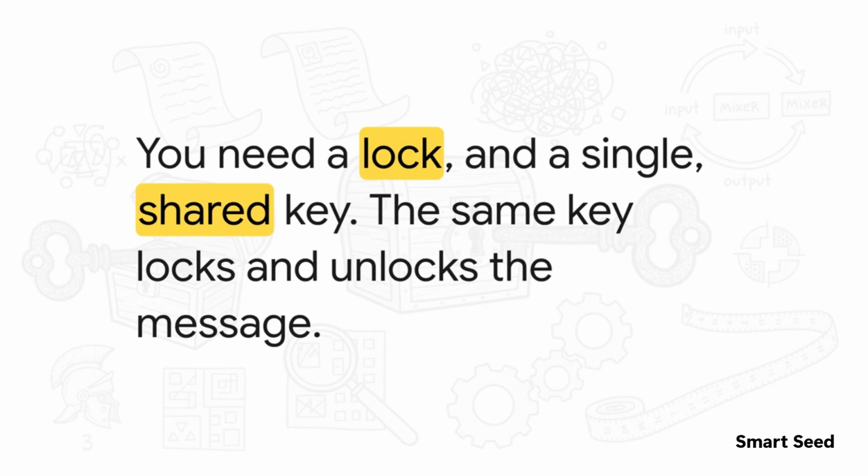Well, the most straightforward way to think about it is with a lock and a key. Imagine you write your message, stick it in a box, and snap a padlock on it. Then you give a copy of that key to your friend. Now, here's the most important part. The very same key that locks that box is the one that unlocks it. This single idea right here is the absolute heart of symmetric encryption.